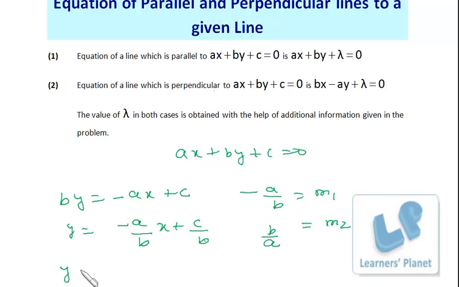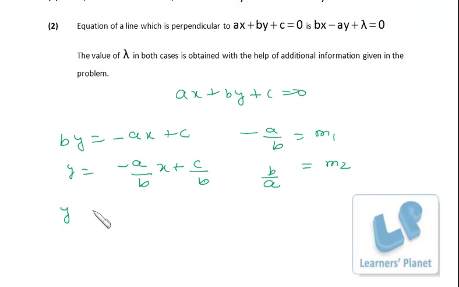Here the slope, the line perpendicular to this will be y is equal to b by a x plus a new constant. We cannot have the same constant, so a new constant will be there. Okay, so these two lines are perpendicular to each other.